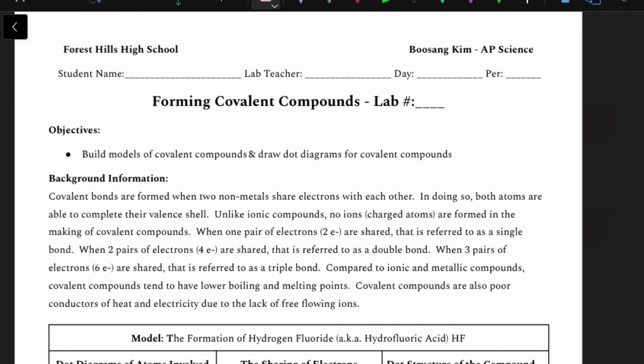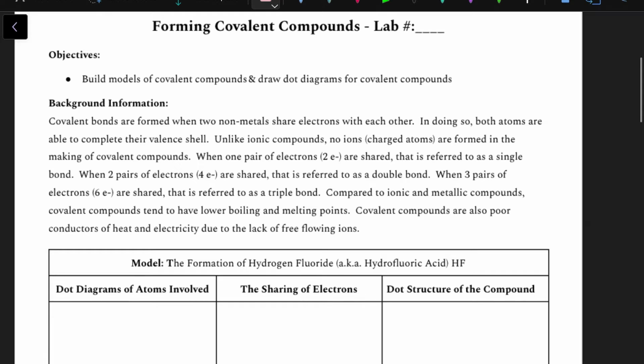Hey everyone, welcome back. This is the 5-minute walkthrough video for forming covalent compounds. So in this lab, we're going to build models of covalent compounds and then draw the dot structures for them.